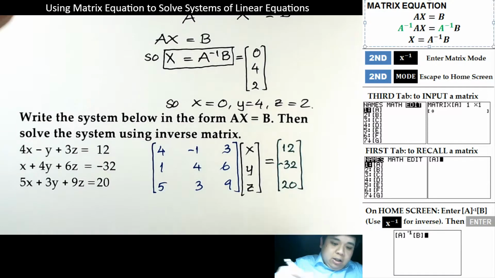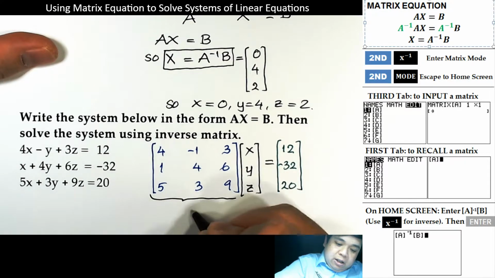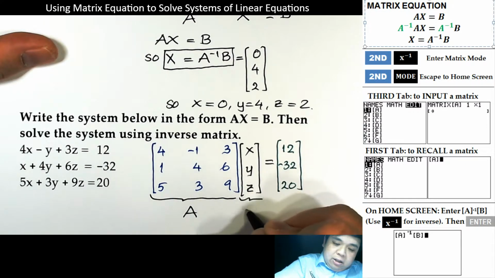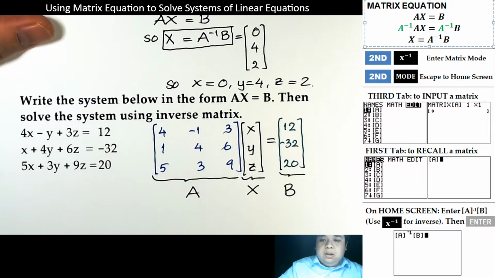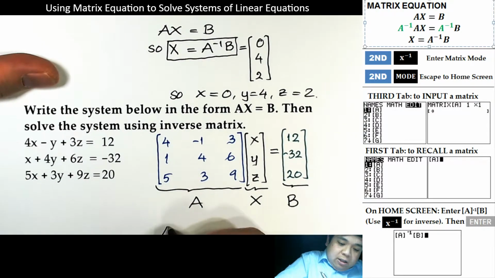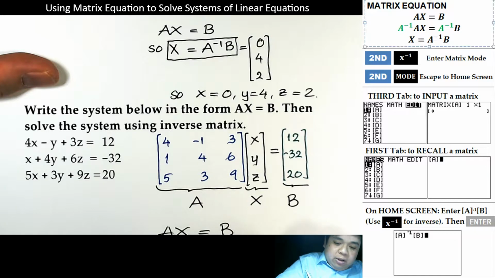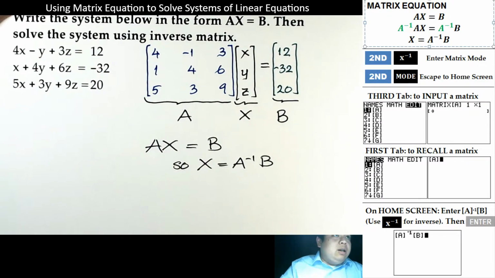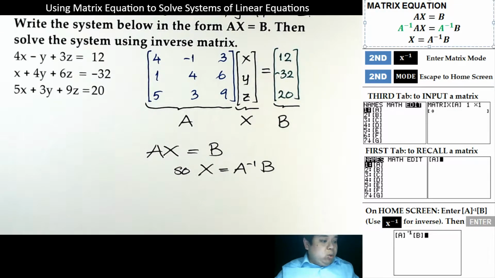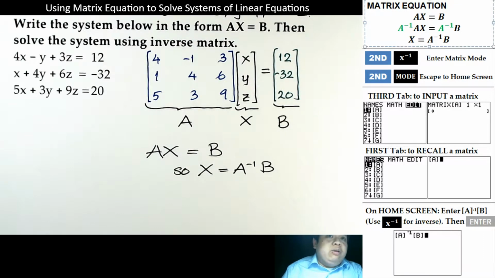So this is matrix A, X, and then this B. AX is equal to B, so X is equal to A inverse times B. Again, a 3 by 3 matrix will take a lot of time to find the inverse, and we have to use a calculator.